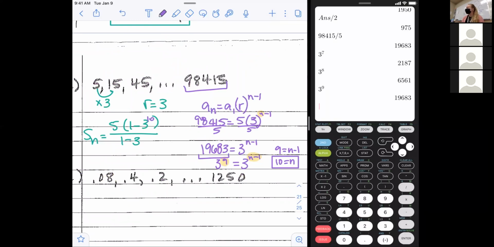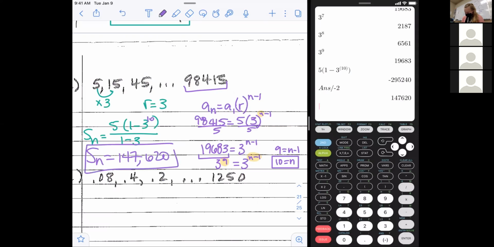So now I'm going back to that green formula. I'm going to do 5 times 1 minus 3 raised to the 10th, and I'm going to divide that by -2. 1 minus 3 is -2, so I'm dividing that huge number by -2. And you see what I'm talking about? These sums are going to be huge numbers. This is 147,620. You might think there's no way that number can be that big. Yes, way, because I'm adding up all these numbers, and one of those numbers is 96,000. It's going to be a huge number.